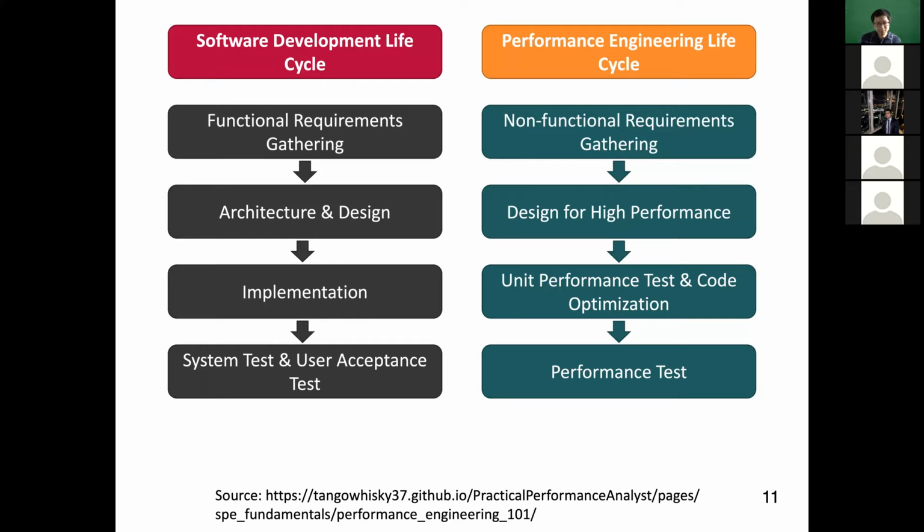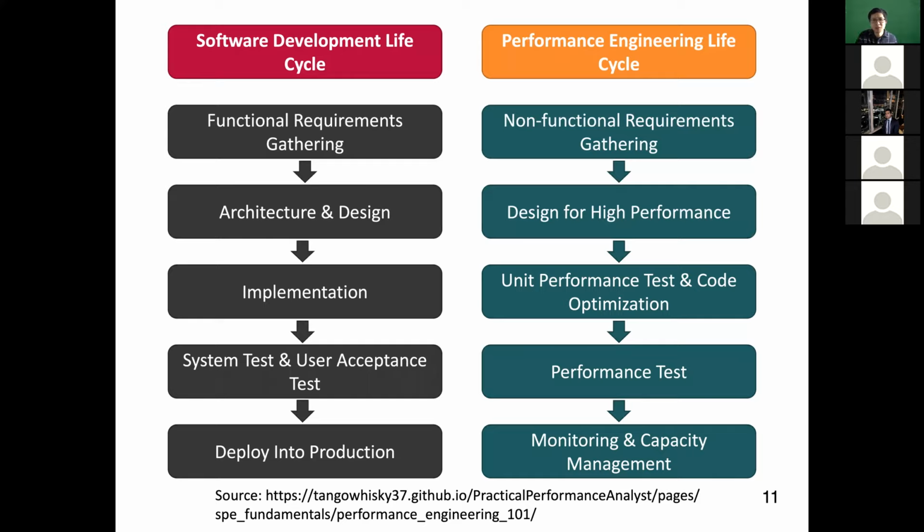Okay. Lastly, after we test our system, we deploy our system into the production environment. And for performance engineering, we need to monitor the performance of our system. And at the same time, we need to adjust the capacity of our system. For example, if there are more users, then we need to add more hardware resources to handle the increasing users, okay? So this is the lifecycle of software development and the situation of performance engineering within the lifecycle, okay?